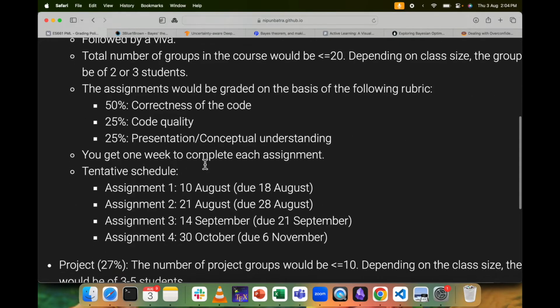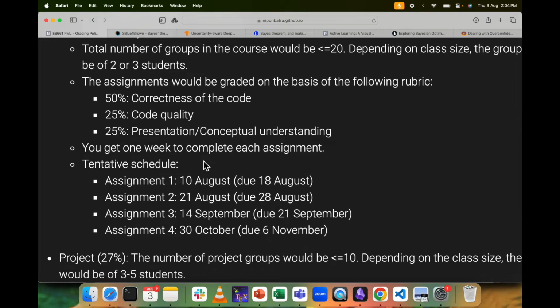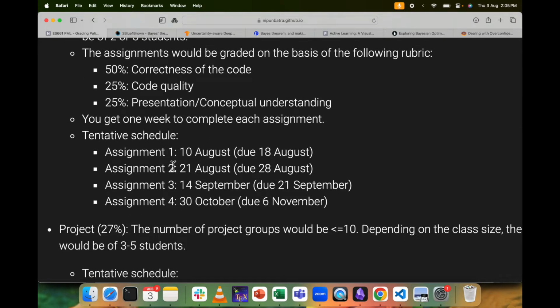And each assignment would be for 1 week, right? And this will be a hard deadline. We have also given some tentative schedule. So assignment 1 would be roughly released around 10th of August, due 18th August. Assignment 2, so we'll give due consideration to the fact that the course is just starting. Right? So the assignments would not be asking you very difficult concepts in the first assignment in that regard.